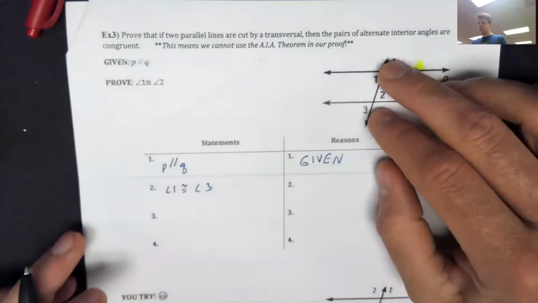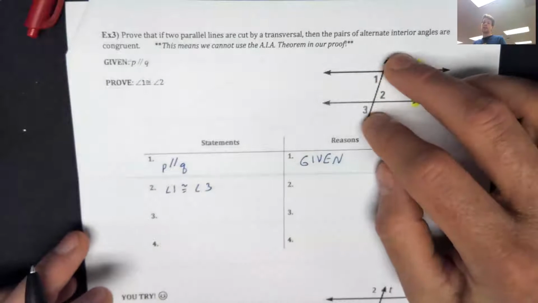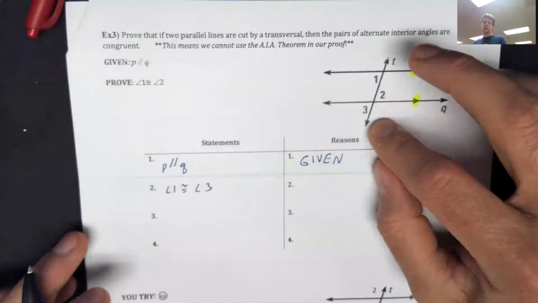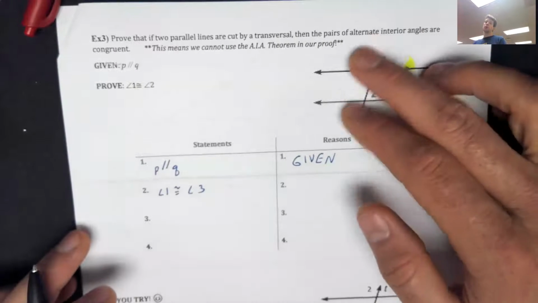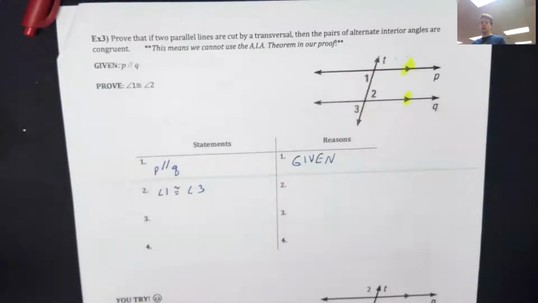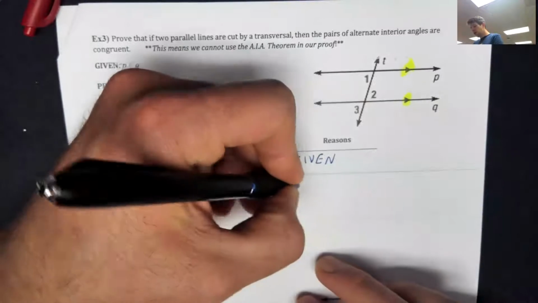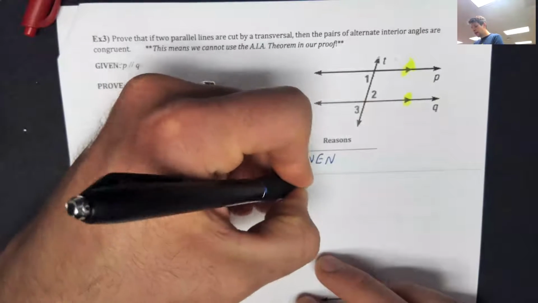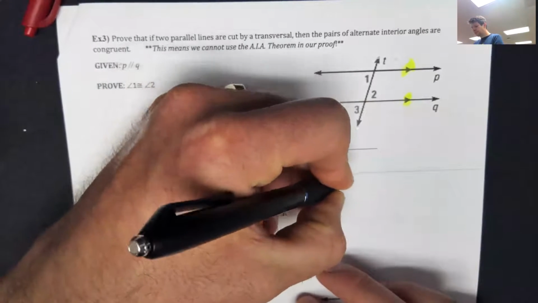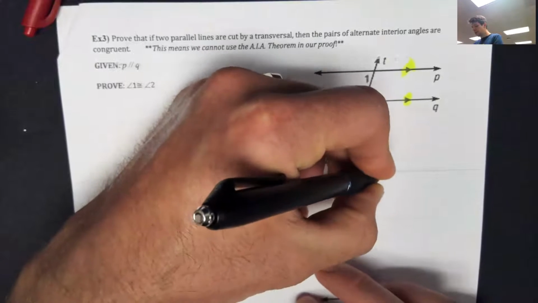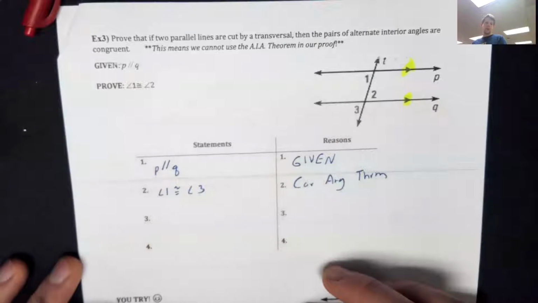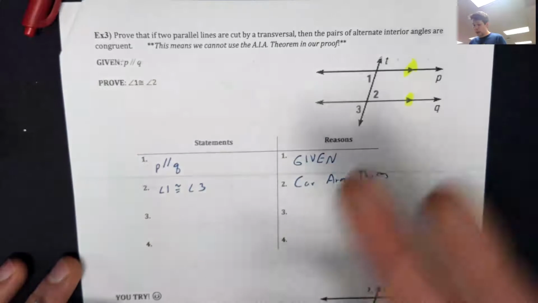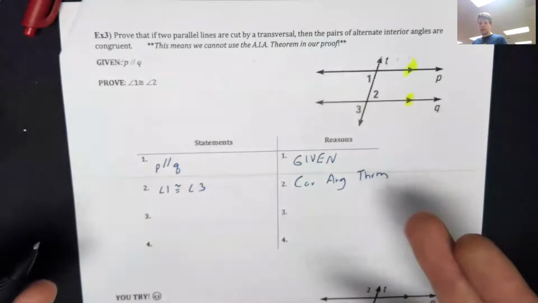And what I'm noticing about angle 1 and angle 3 is that each of them is on a parallel line, and they both share the transversal. They are located to the left of the transversal, and they're both below their parallel line. Those are corresponding angles. So I can use my corresponding angles theorem to state that those two angles are going to be congruent to each other.